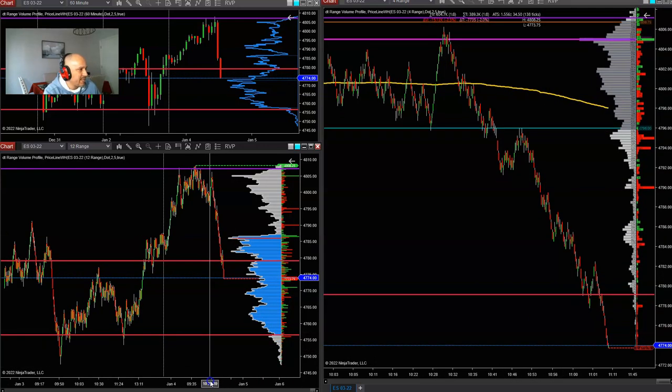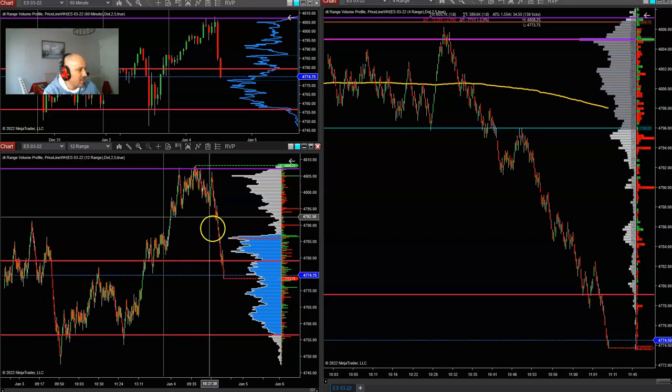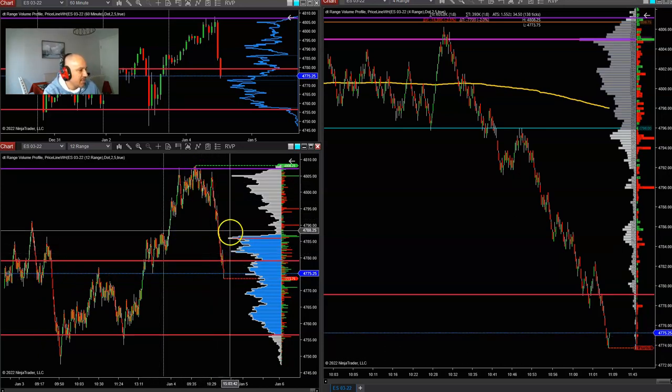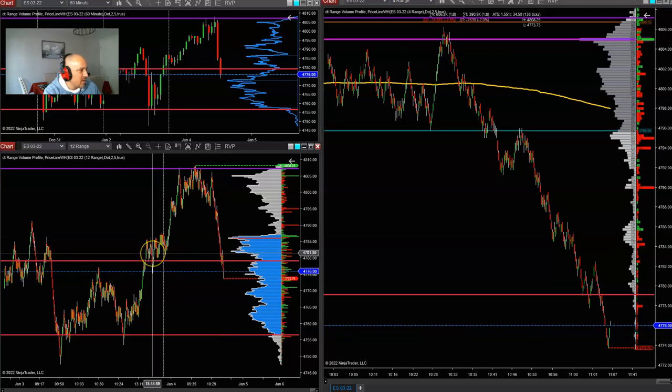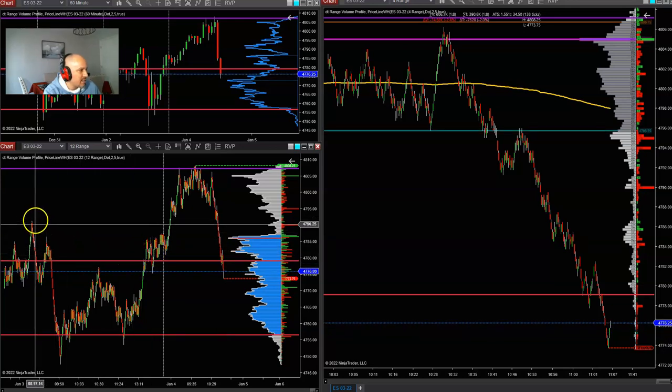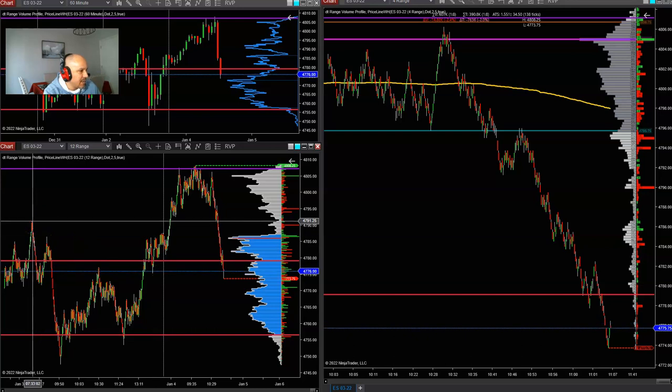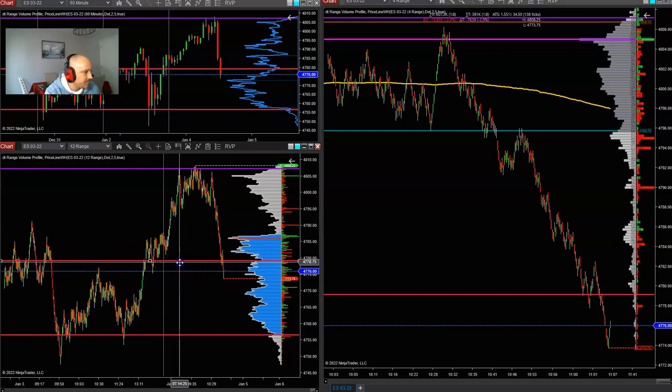Okay. But that's an example of what you're looking for on the pullback, the retracement. You look for the rejection at the lower end of a high volume area at the swing level, where price took out maybe a high in this example here.